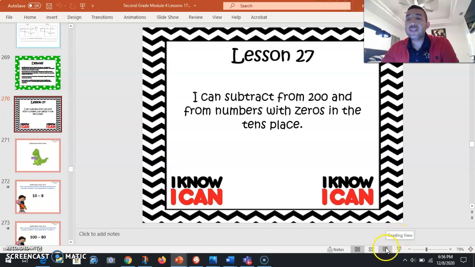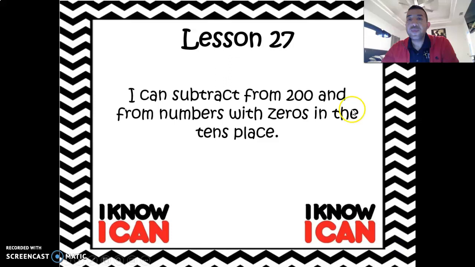So we're going to be doing lesson 27, okay? This is the lesson, boys and girls, that we're going to be doing today, lesson 27. The objective for today is I can subtract from 200 and from numbers with zeros in the tens place. Now, boys and girls, we're going to be working from hundreds numbers, right? 200 and from numbers with zeros in the tens place.